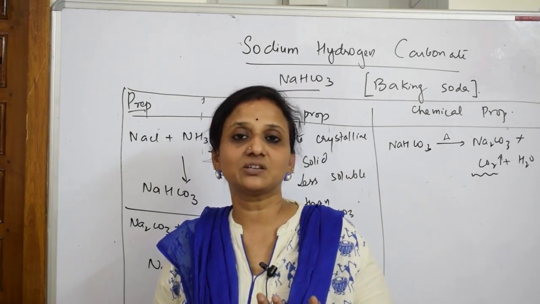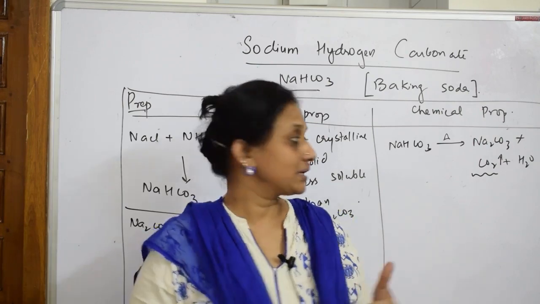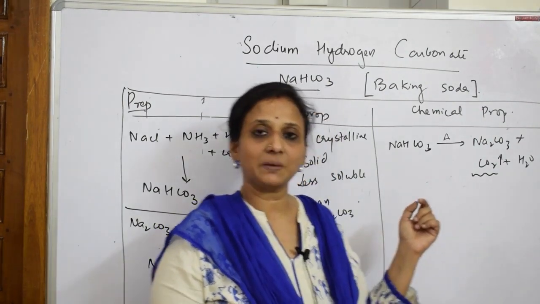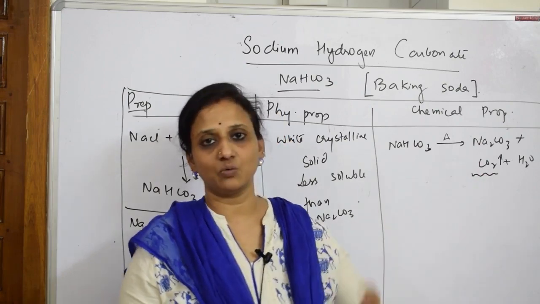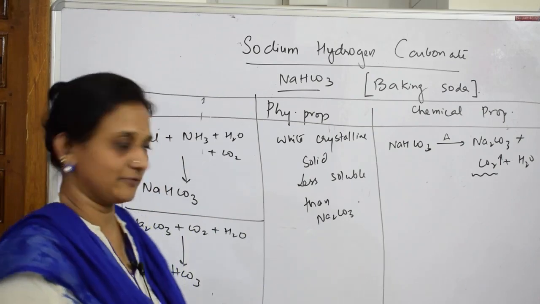So why do we use baking soda? The main application is to make the cake fluffy. Why is it fluffy? Because from the pores of the cake or the pastry, these carbon dioxide bubbles are going to evolve out. Once the bubbles are evolved, that makes it porous, soft and fluffy, right?